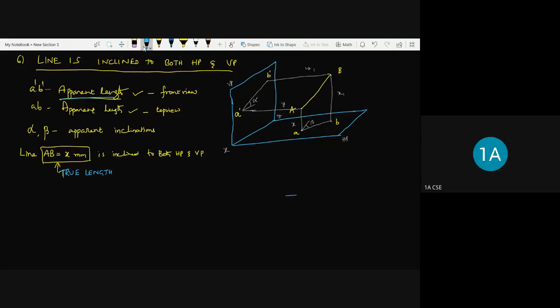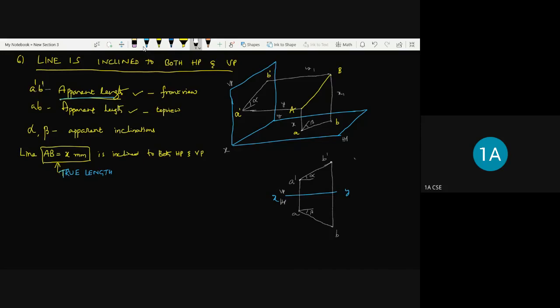Say, for example, if I draw in two dimensions on the XY line the projections A dash and A, then I can get B dash with some alpha inclination, and B with some beta inclination. One more important point is that these lengths are not known. The A dash B dash length is not known, and alpha and beta are also not known. We'll be given only the true length of the line.